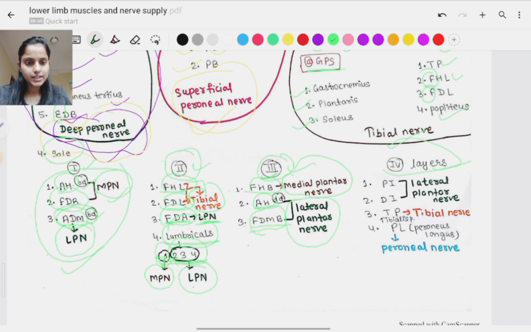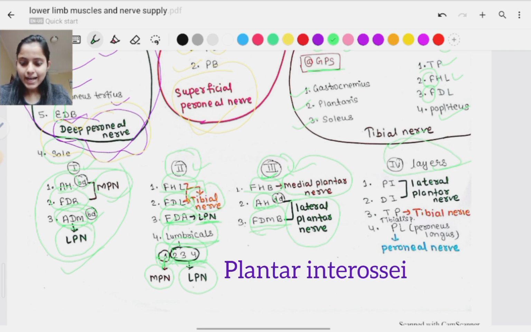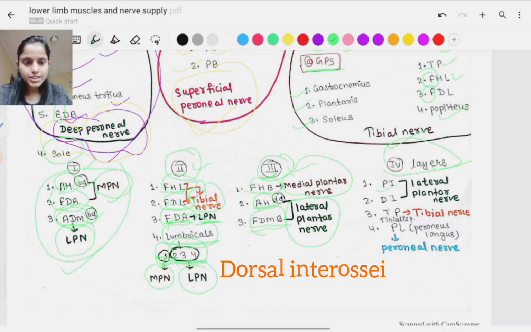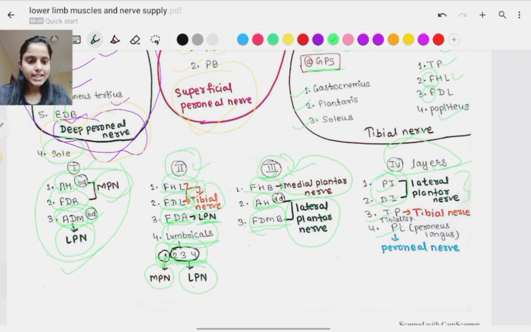In the fourth layer, we have plantar interossei, dorsal interossei, tibialis posterior, and peroneus longus. Plantar interossei and dorsal interossei are supplied by the lateral plantar nerve. Tibialis posterior, as the name is tibialis, is supplied by the tibial nerve. Peroneus longus, as the name is peroneus, is supplied by the peroneal nerve. So the muscles of the sole are learned in four layers: 1, 2, 3, 4.